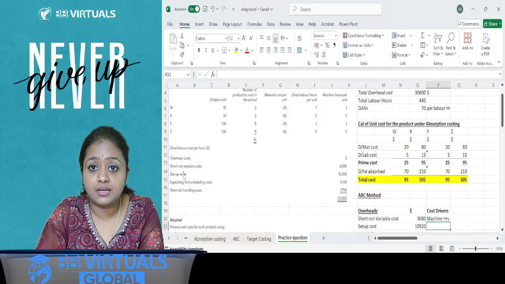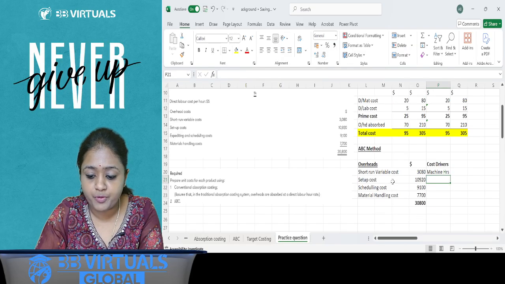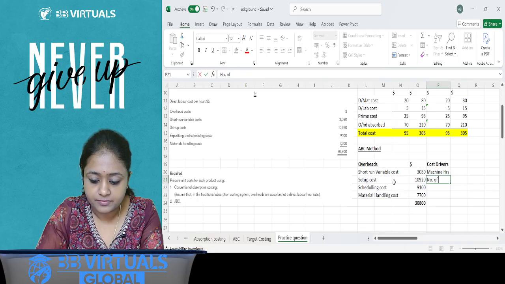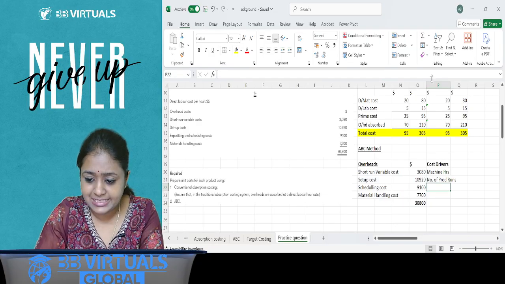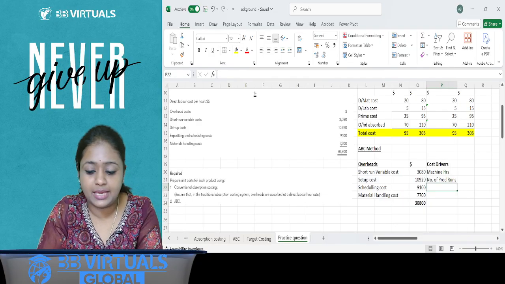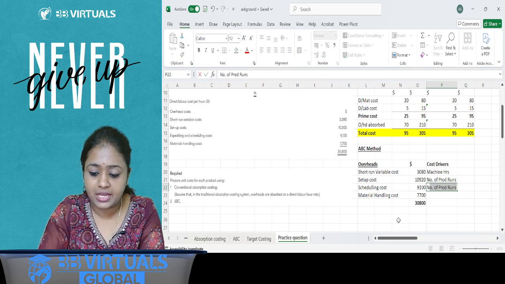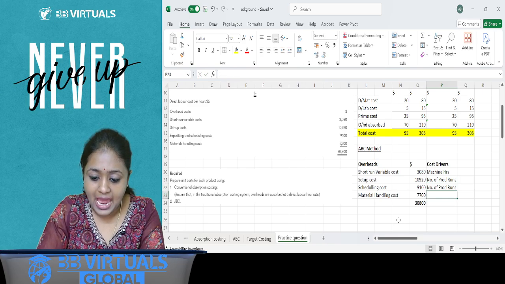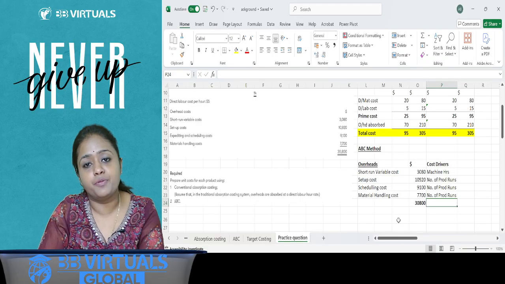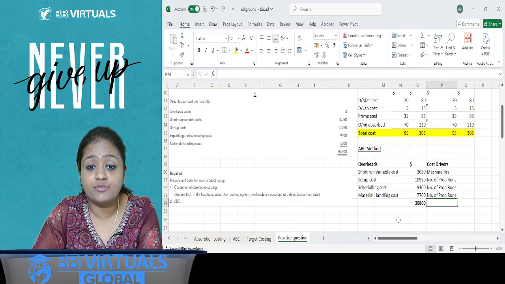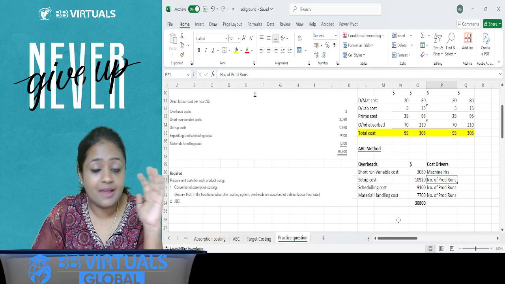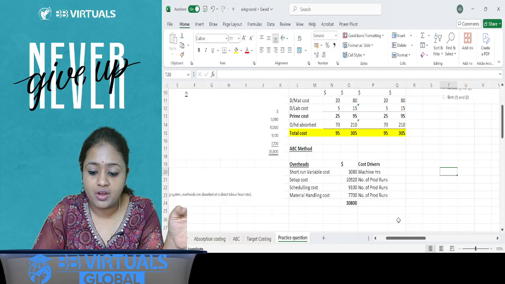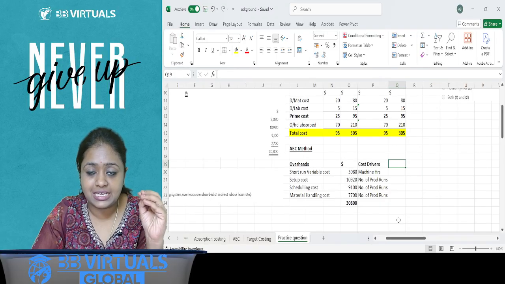What will be the driver for a setup cost? Number of production runs. Already given you that list and we've already gone through it. So the same I'm applying here. Scheduling cost, again, number of production runs, and material handling cost, number of production runs. So here if you see, I have not used only labor cost. Okay, now let's allocate these costs, and first let's get the cost per cost driver.